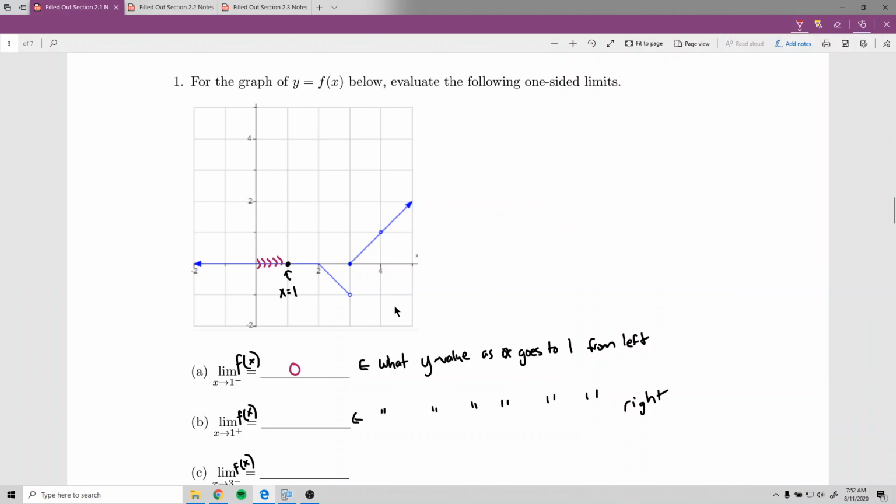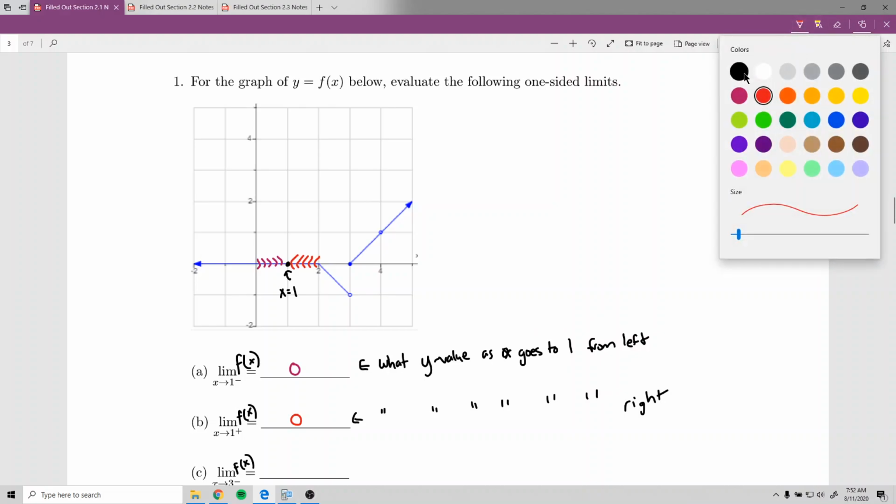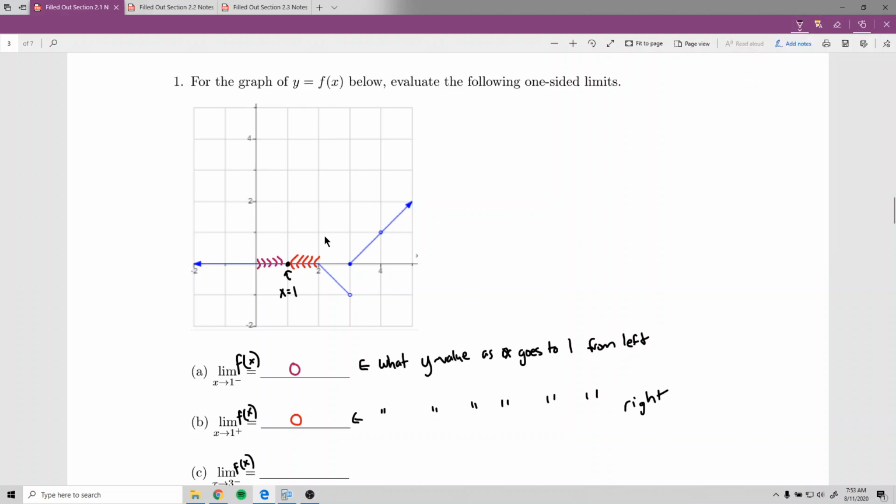And then as we go towards 1 from the right, we want to get close to it. I know there's a couple parts over here, but you only care about being very close to 1, so we can just start by walking from 2 on the right and go towards 1, and that is also going towards y equals 0. And so parts A and B are both answers of 0.